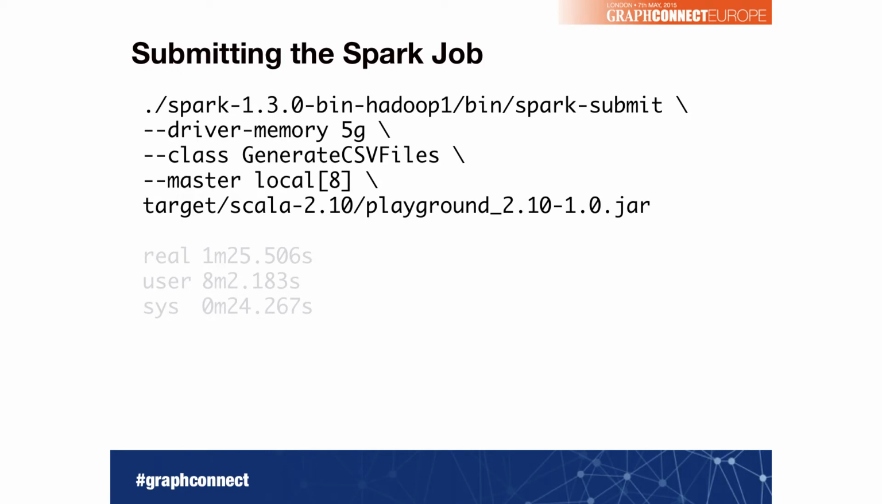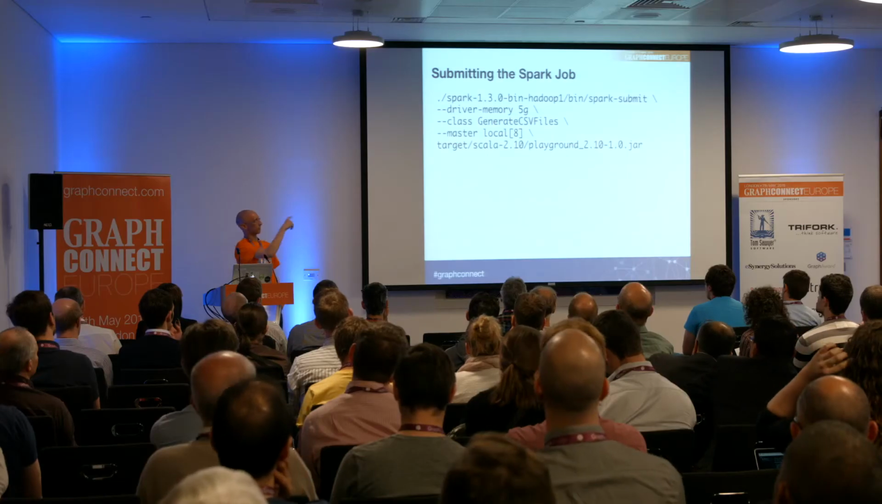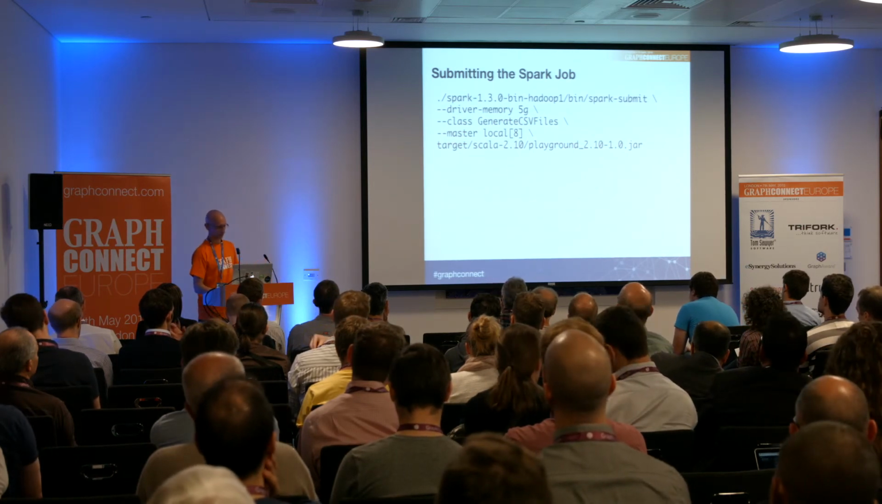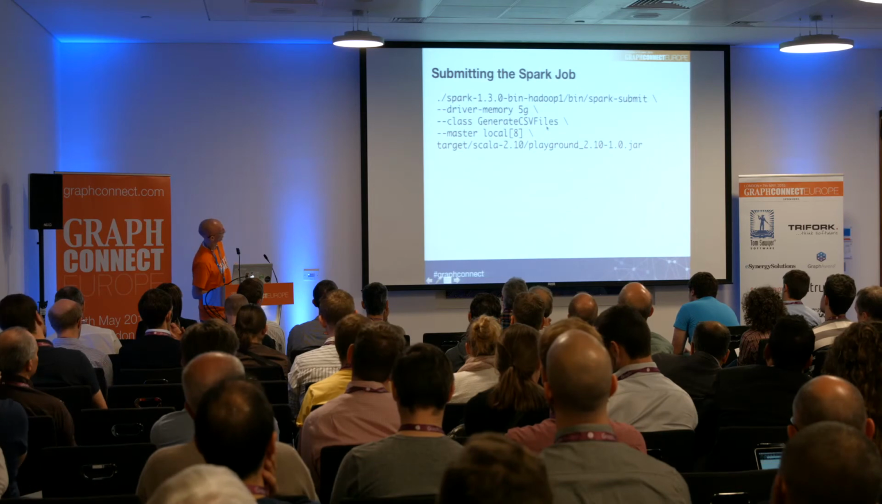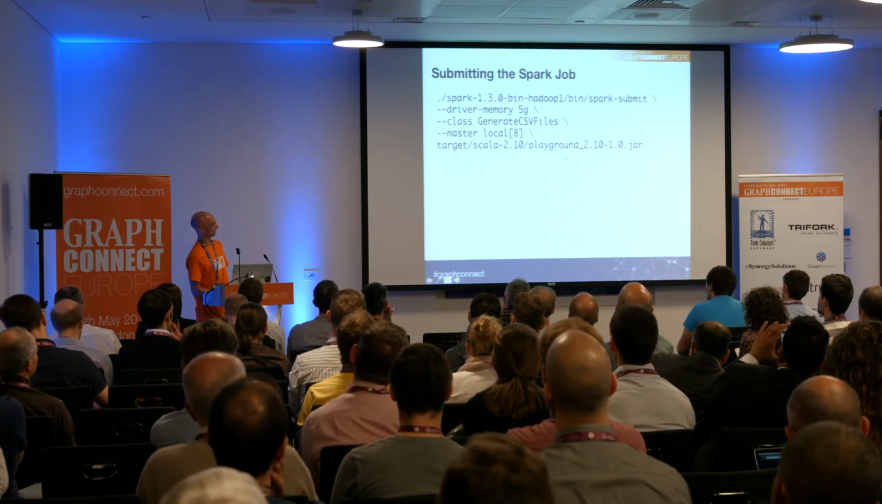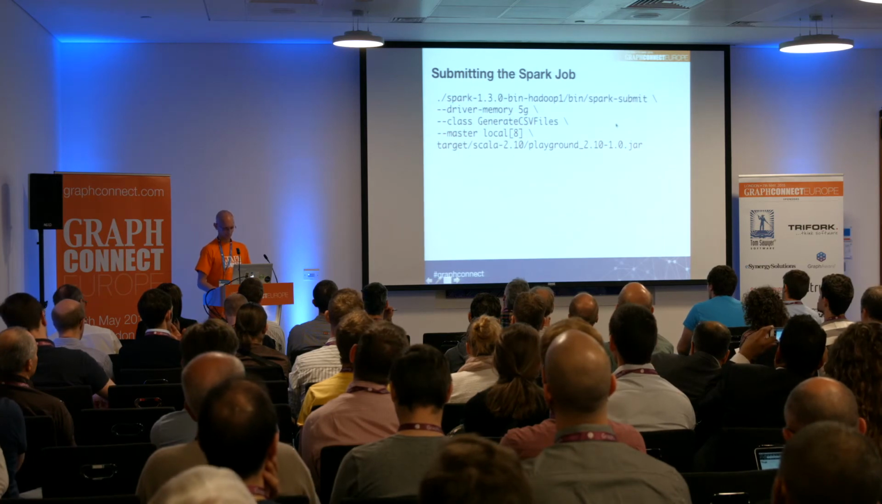So we're going to have a look at how to do this for the last few minutes. So basically, you download Spark. You can call spark-submit. You pass it a job. So my class is called GenerateCSVFile. So I say, hey, can you use that? Run it locally. And by the way, here's the jar with everything in.